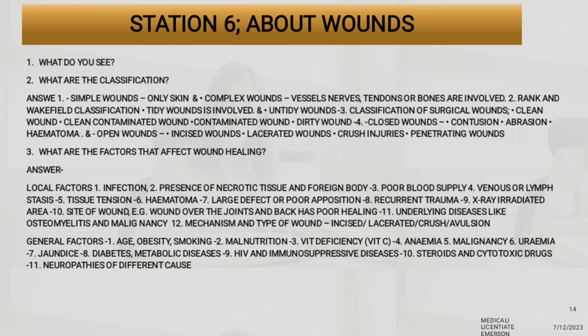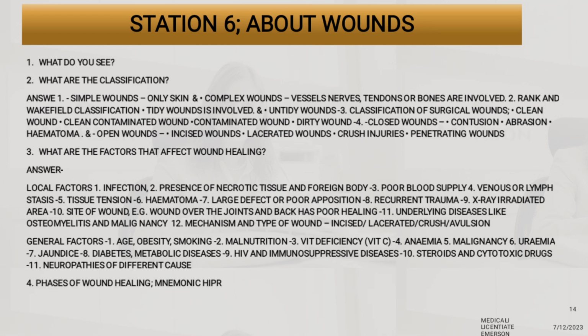Then you have general or systemic factors. Under these we can have age, obesity, smoking, malnutrition, vitamin deficiencies such as vitamin C, anemia, malignancy, uremia, jaundice, diabetes mellitus, other metabolic diseases, HIV and immunosuppressive diseases, steroids and cytotoxic drugs, and neuropathies of different causes. So those are the factors that affect wound healing.